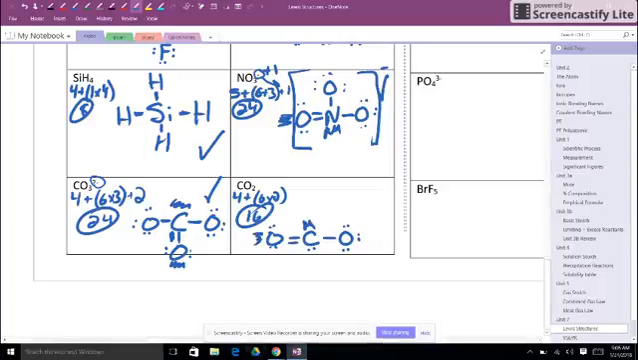I would say always start out simple. So let's just see if this took care of things. 2, 4, 6, 8, 10, 12, 14, 16, 18. Still too many. If there's still too many, we need to add a bond somewhere.